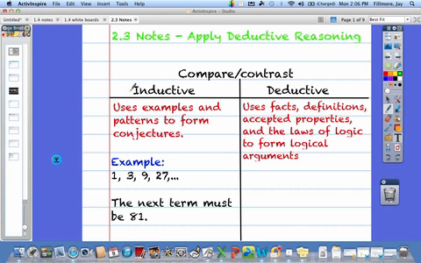For an example, if we take a number pattern, 1, 3, 9, and 27, we see that we're multiplying by 3 every time, so we can predict or make a conjecture. The next term is going to be 81. And so that is an example of inductive reasoning.